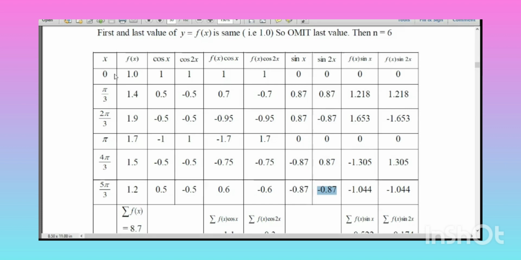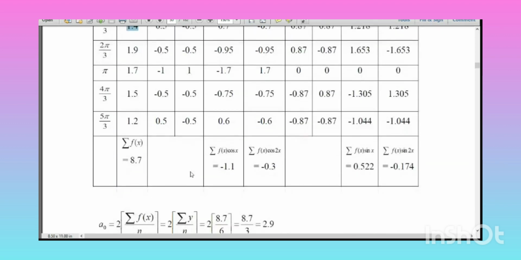f of x sin x: f of x is 1.0, sin x is 0, so f of x sin x is 0. For f of x sin 2x, the f of x values are given in the problem, and the sin 2x or sin x values we have got using the calculator. So these two you have to multiply. If you multiply, you will get f of x sin x as well as f of x sin 2x. So these values are important: summation f of x, summation f of x cos x, summation f of x cos 2x, summation f of x sin x, summation f of x sin 2x.